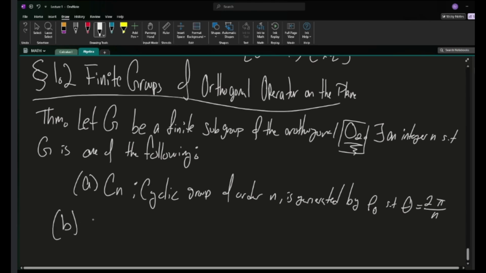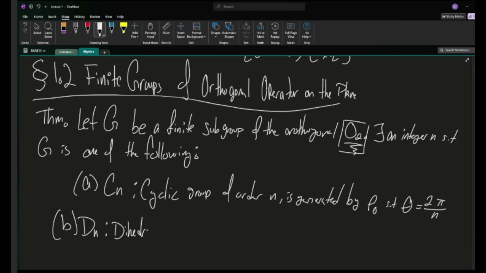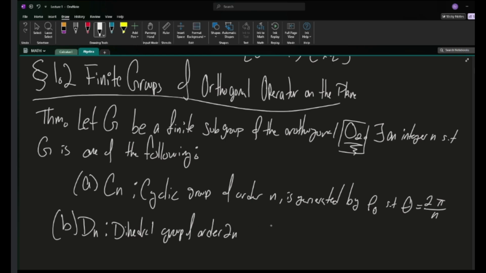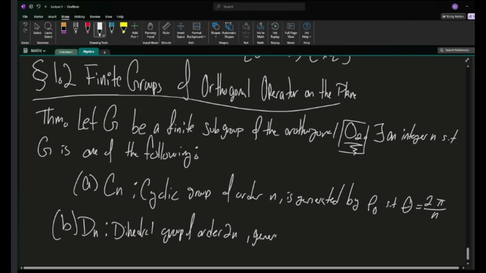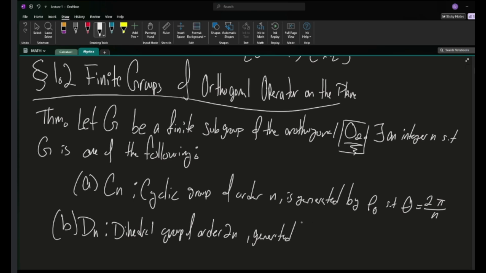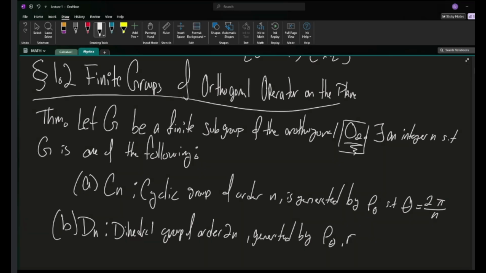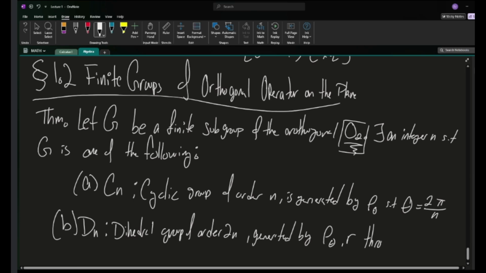And similarly, we have dihedral groups, of order 2n, generated by rho of theta, which is our rotation, and reflections, just rotations and reflections through the origin.